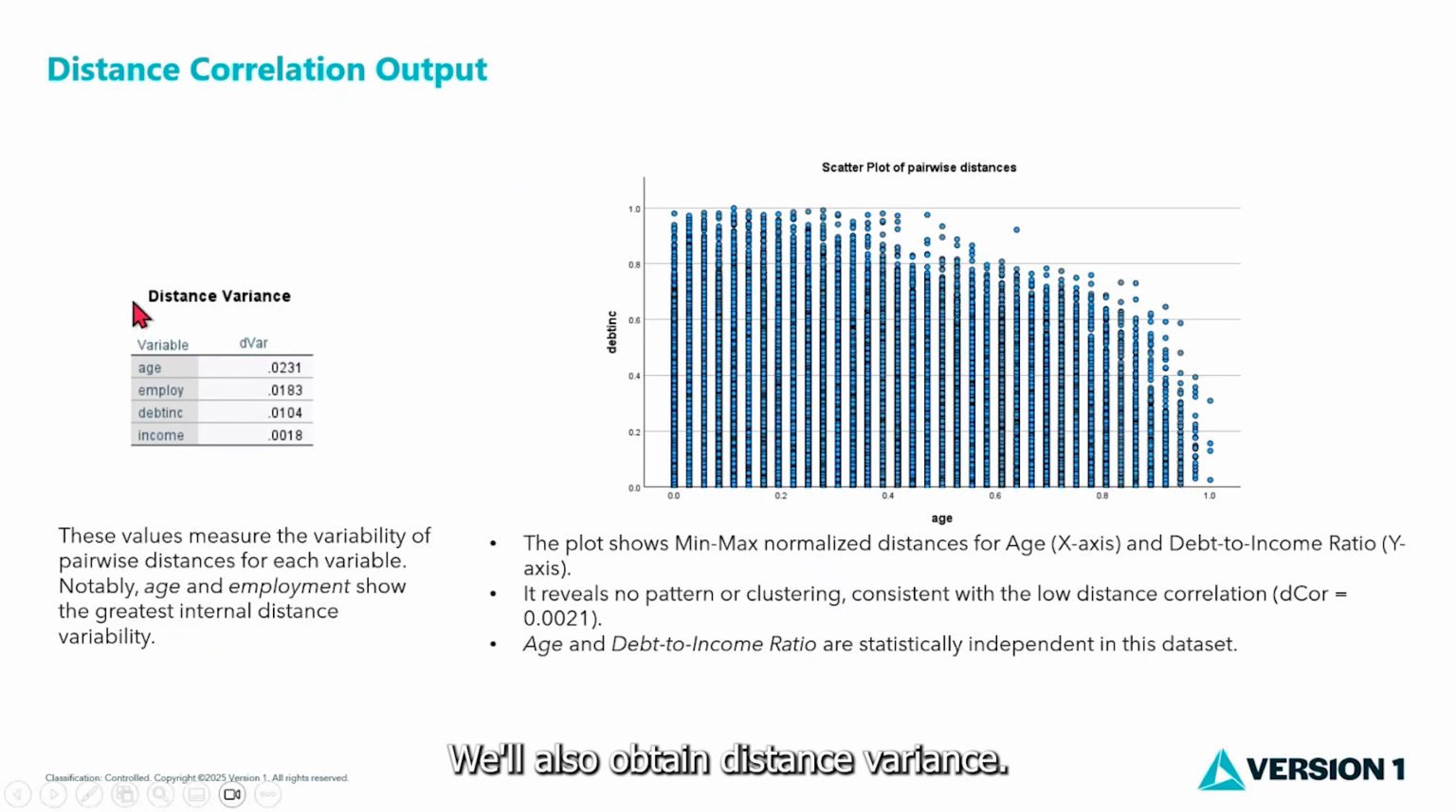We'll also obtain distance variance. And here I have a scatter plot. This is going to show me the min-max normalized distances for age on the x-axis and debt to income ratio on the y-axis. It doesn't show me any pattern or clustering, consistent with the low distance correlation value. And what we know is that age and debt to income ratio are statistically independent in this data set.